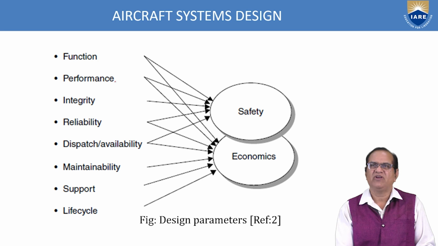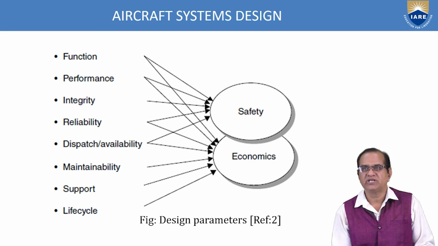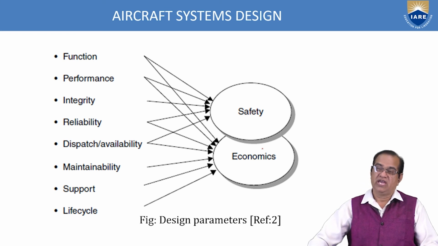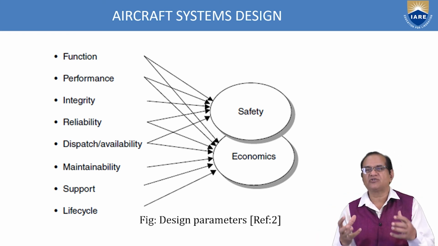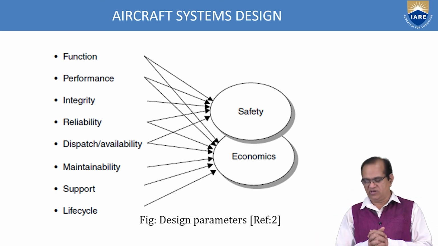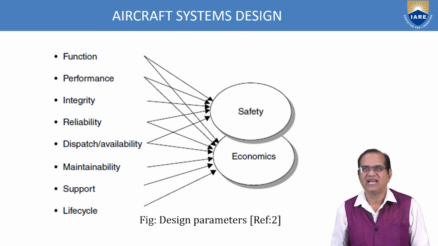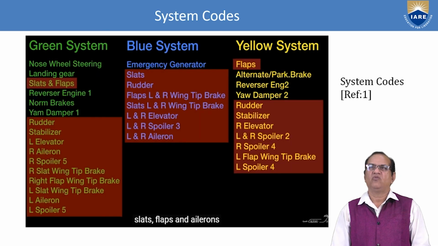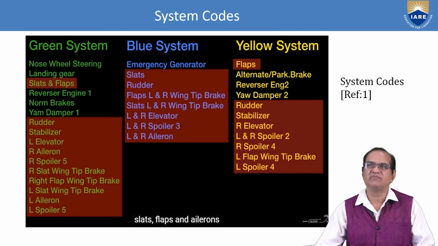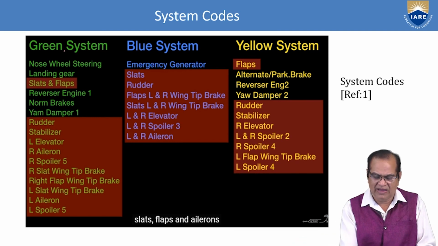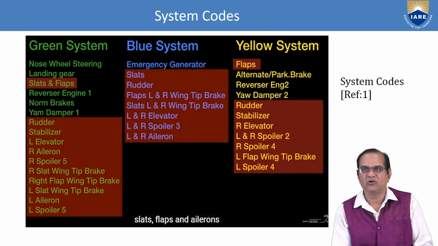cycle. So here we can divide into two groups. One is the safety, another is the economics. So this aircraft should be safe and it should also have less expenditure. We should try to put that into the system. Now, these are some system codes. We have the green system, blue systems and the yellow systems.